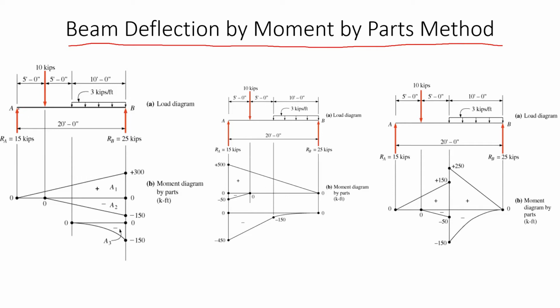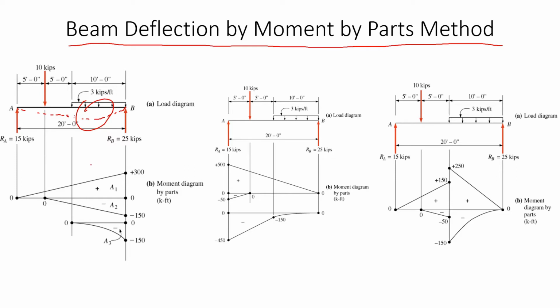It's probably going to look something like this, not really a symmetric one, so it's going to deflect a little bit more on this side than the other side. So in that case, when you draw a tangent line, we cannot really tell. It's very difficult to use the moment area method. So what is done in this case is to use moment by parts.